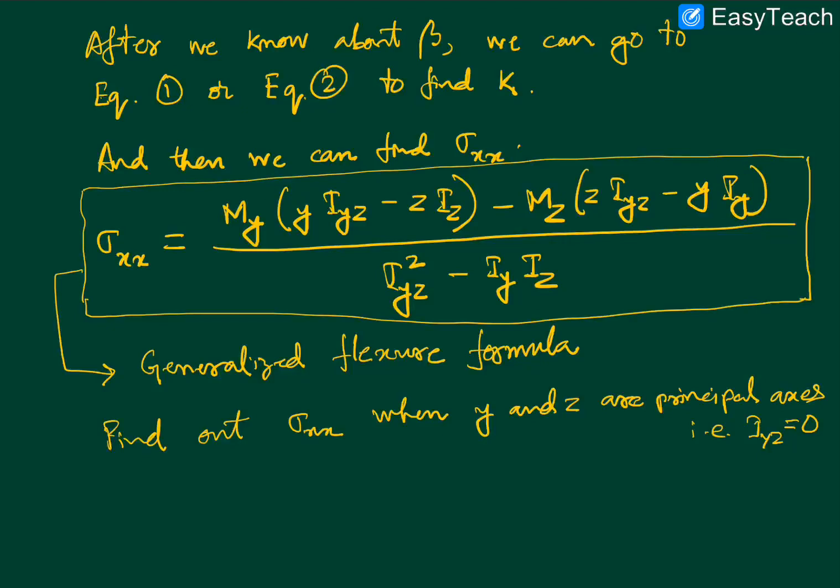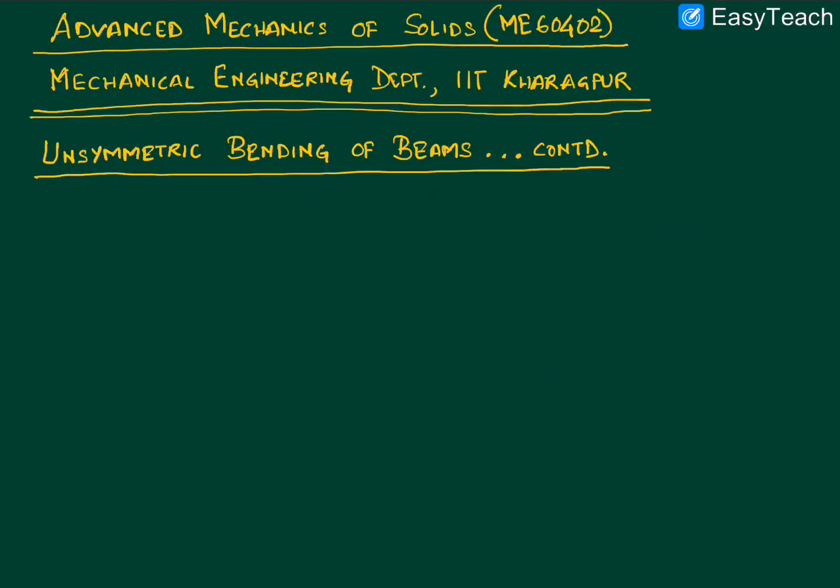Because in any given problem, the Mz and the My values would be given because that is the externally applied load. Furthermore, we would be interested at a particular location, so the y and the z values would also be known to us. So, in today's lecture, what we'll be basically doing is to talk about how to find out these second moments of area.